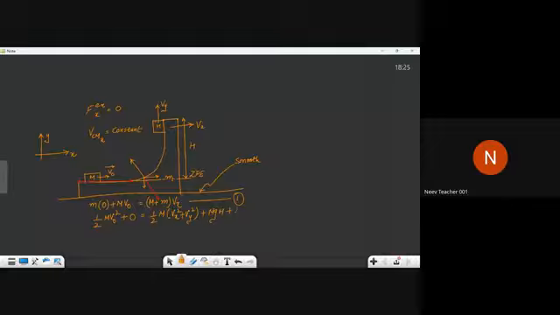Kinetic energy of small m, the track, half m Vx square. Potential energy, whatever was initial, will be final. Initial not written, so is not final. This is our equation pertaining to conservation of mechanical energy for a given system. Good enough.